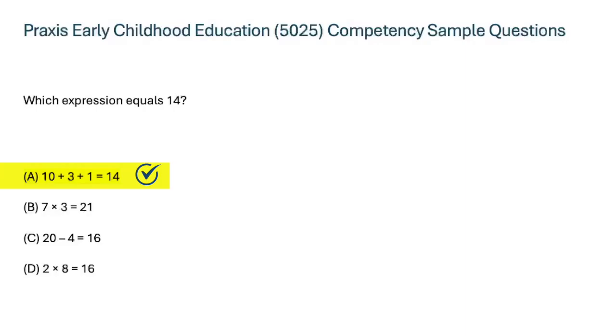We know option A is correct. 10 plus 3 plus 1 equals 14. Option B, 7 times 3 equals 21. Too high, but similar. 7, 14, and 21 is meant to distract you.